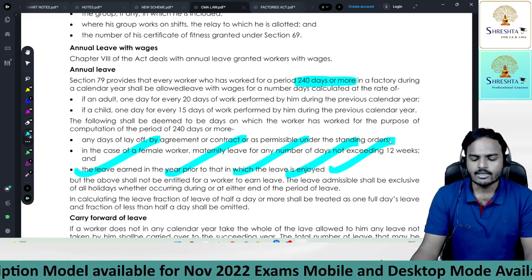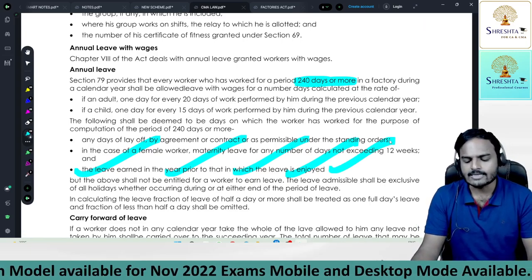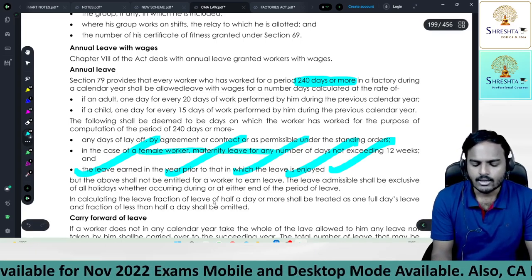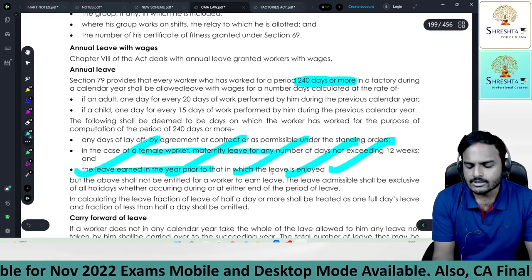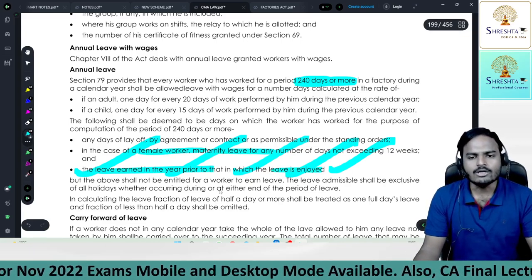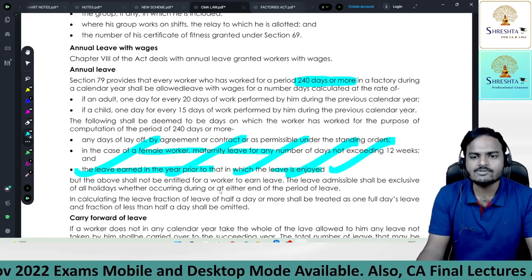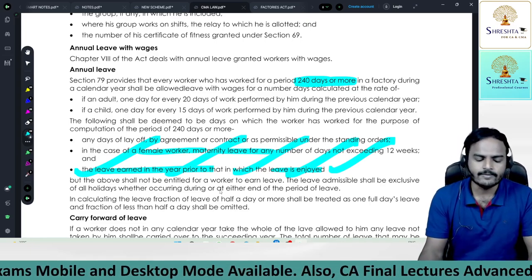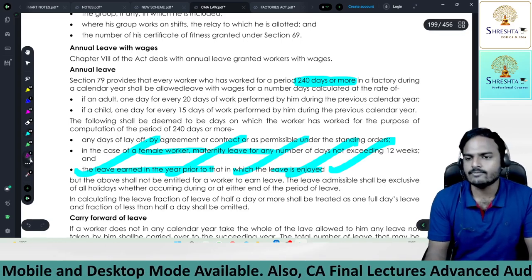Layoff period. Next one, agreement or contract as permissible under the standing orders. Next one, female worker maternity leave. A leave earned in the year prior to the year in which the leave is enjoyed. So all these days are considered as working days for the purpose of 240. But on these days you won't get any leave with wages.